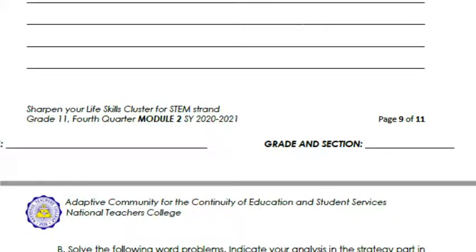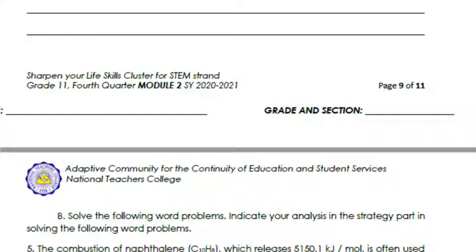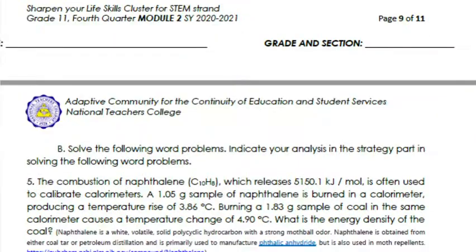And then I gave one problem for you to solve or for you to practice the computation part. And the tip is to follow the example from the above reading to be able to answer this word problem. So from calibration to determination of heat and then to the energy density.